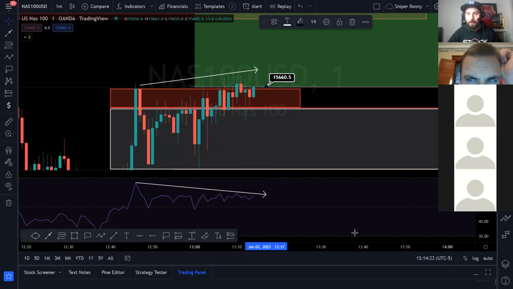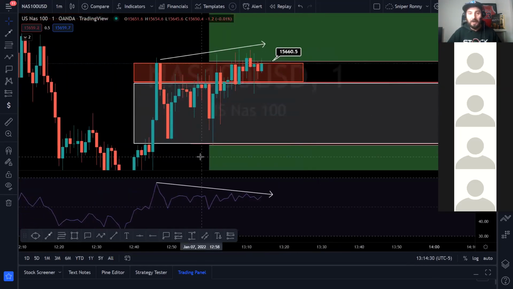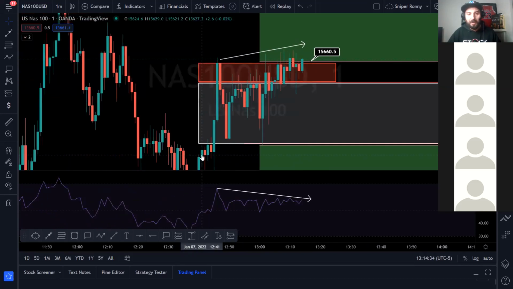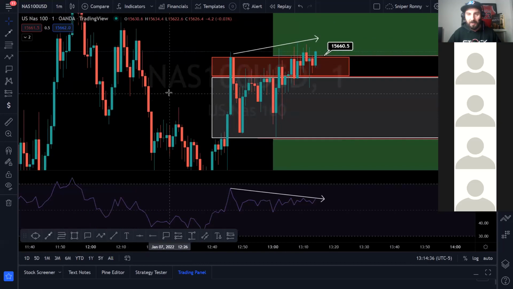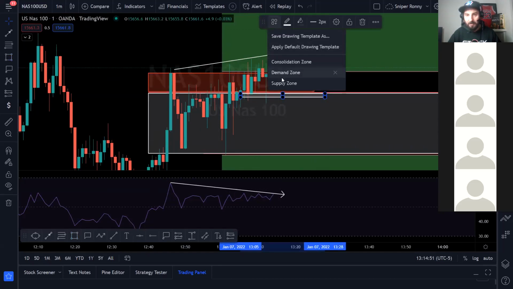So, how to recognize a demand zone? Yeah. What a demand zone is, you're looking for a critical area of support. Like right over here, this is a critical area of support. A demand zone is a larger area of support. So this entire area is like a 1 minute demand zone right through here, what we've just been watching.